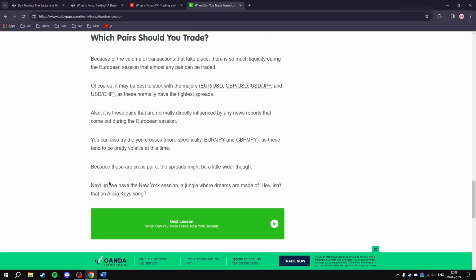Also, it is these pairs that are normally directly influenced by any news reports that come out during the European sessions. You can also try the yen crosses, more specifically EUR/JPY and GBP/JPY, as these tend to be pretty volatile at this time.